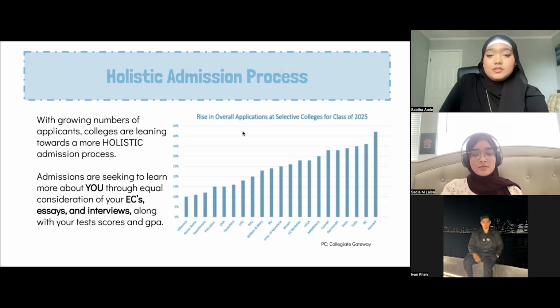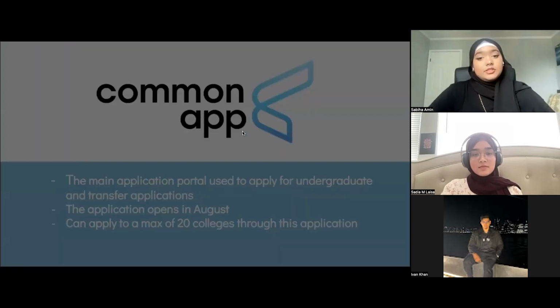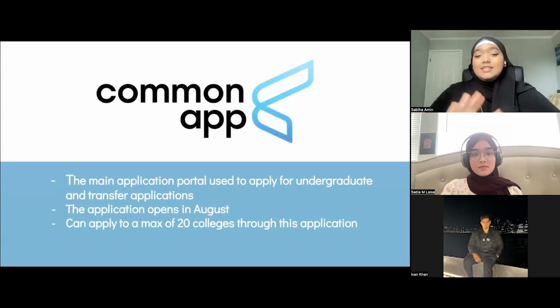That's what we're here for, to break that down and see how you can make it unique to you. Next slide, we're going to talk about some separate portals that exist within the college admission application. The biggest one is the Common App. The Common App is the main application portal used to apply for undergraduate and transfer applications.